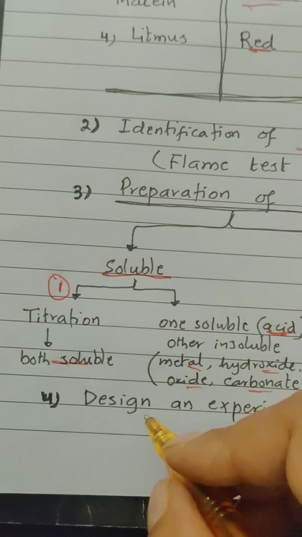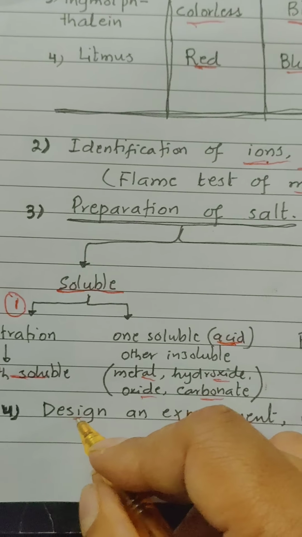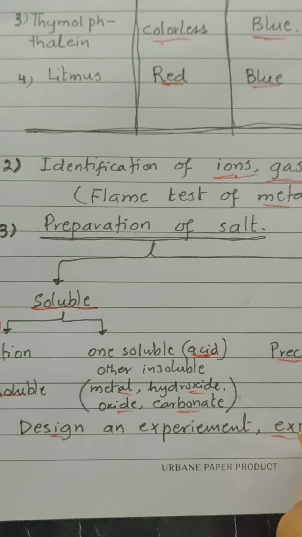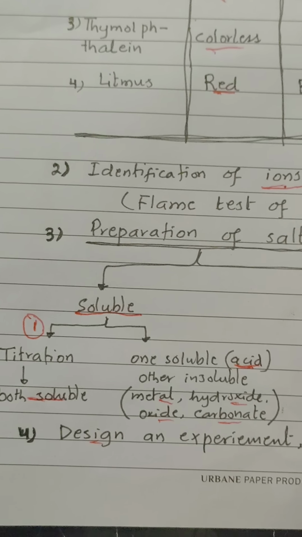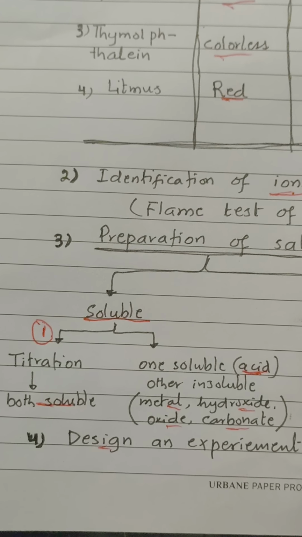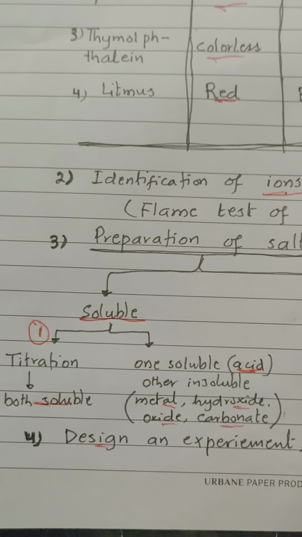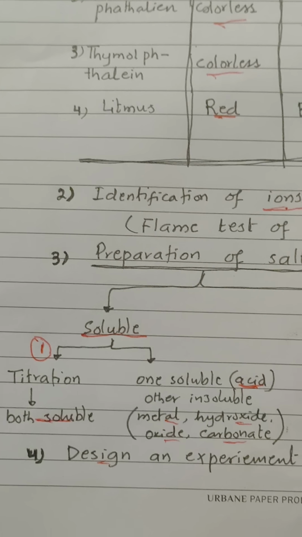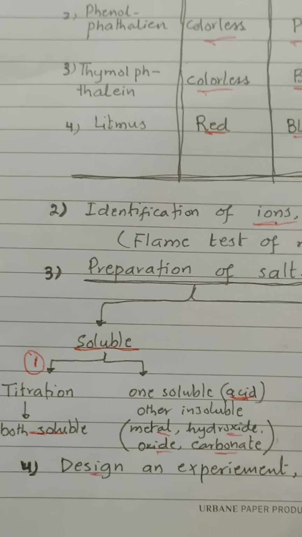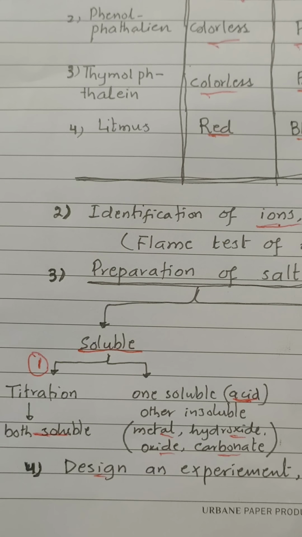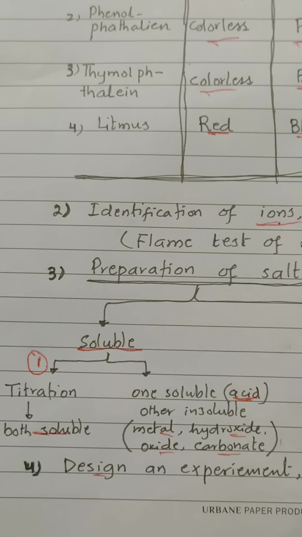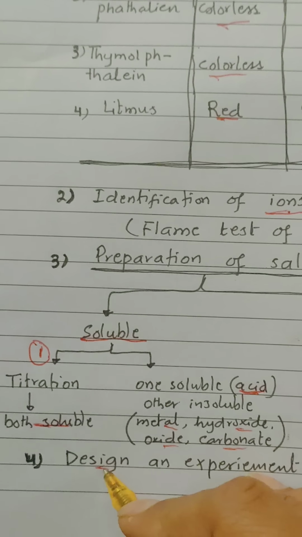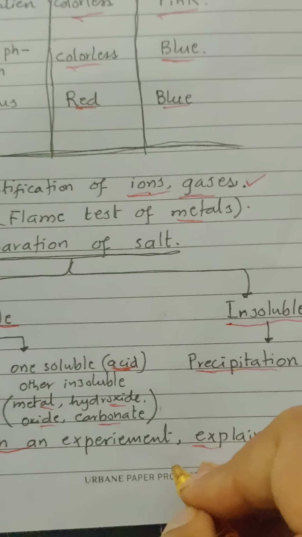Last but not the least is the question related to designing an experiment, and then we have to explain it. They will mention all the conditions in the question, like for an exothermic or endothermic reaction, or for chromatography, or measurement of the volume of gas, whether the reaction is acid-base, or metal with acid, or metal carbonate with acid. So this will be the last question, where we have to design an experiment and then explain it.